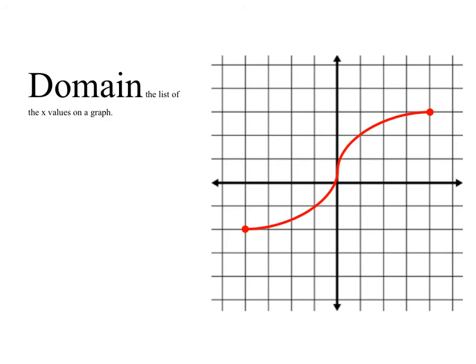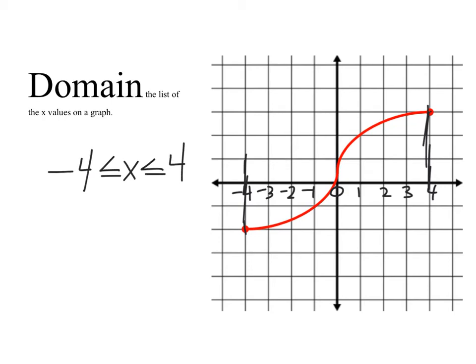Now, as a reminder, the domain is a list of x values. And so I can show you this a couple different ways. The first way is just showing you some numbers. This right here is -4, -3, -2, -1, 0, 1, 2, 3, 4. And basically our graph is going from -4 to 4. And so I can just write this -4. And I'm going to talk about that greater than or equal to. In this case, do you notice how the dots on both of the ends are closed dots, which is why I have the equal to.